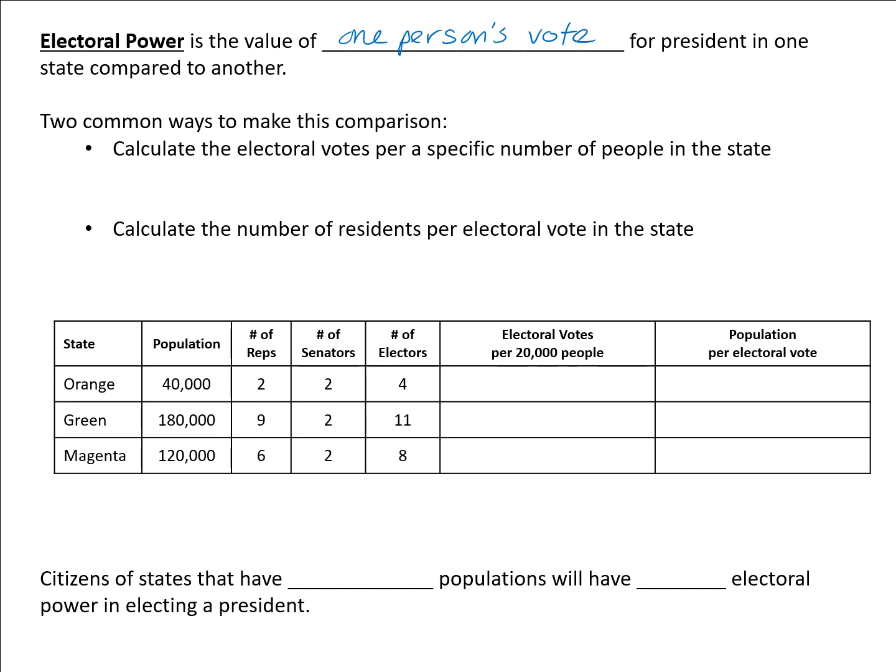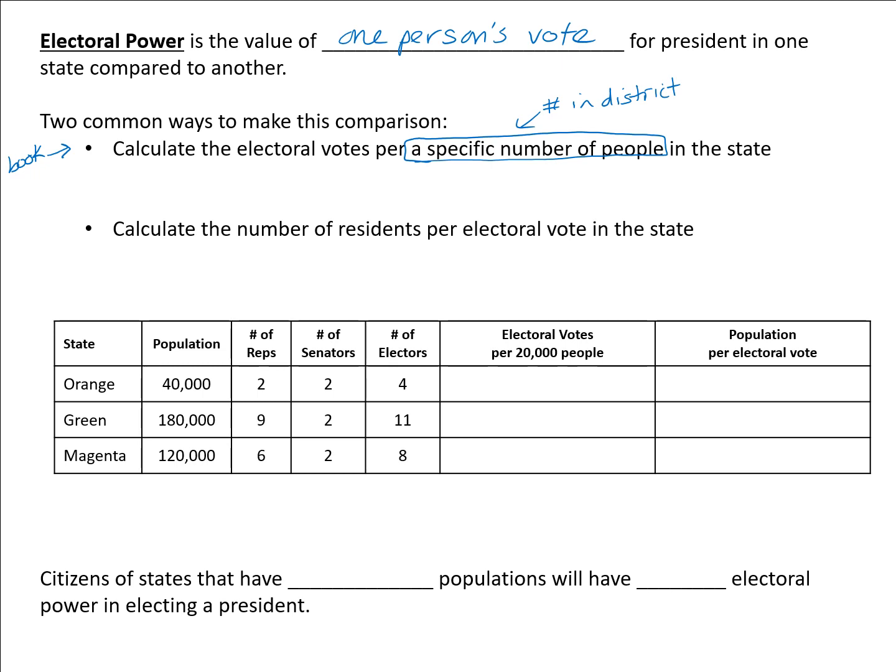Now, there are two common ways we make this comparison related to electoral power. The first way is to calculate the electoral votes for a specific group of people in a state. A good number to use for that specific group would be the number of people in a single congressional district. It's just a little bit easier to use, and I'll show you why in a minute. This first method is what our book uses, and it's also what our homework in My Open Math uses.